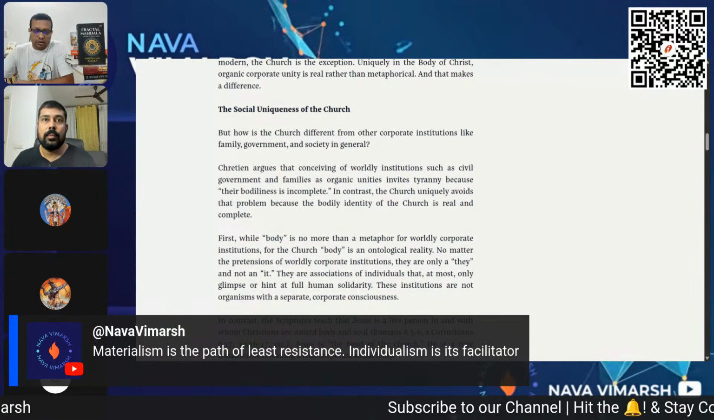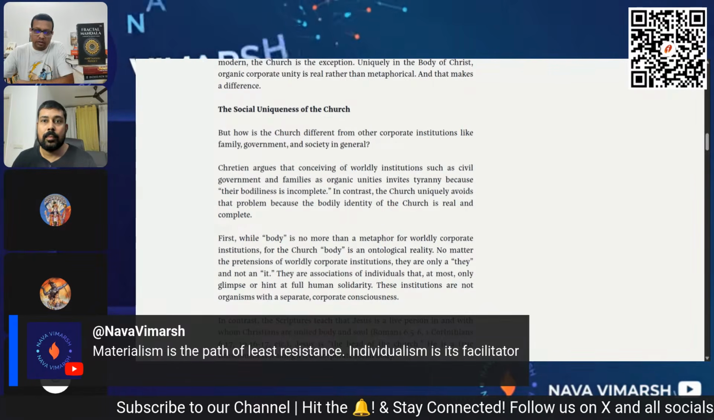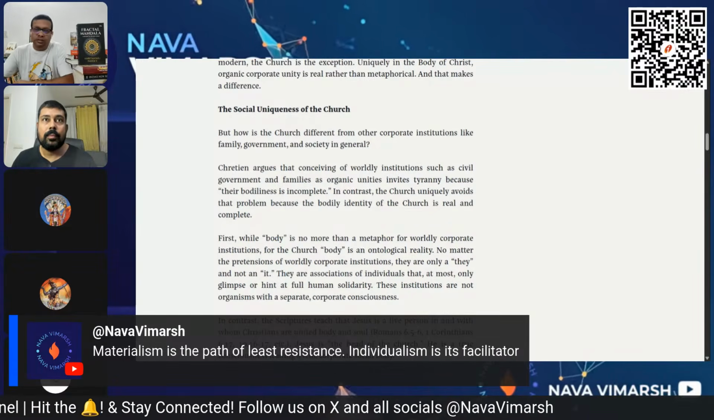Okay, understood. So, would you like to now talk about this specific point that you had raised regarding materialism being the path of least resistance and individualism being the facilitator?